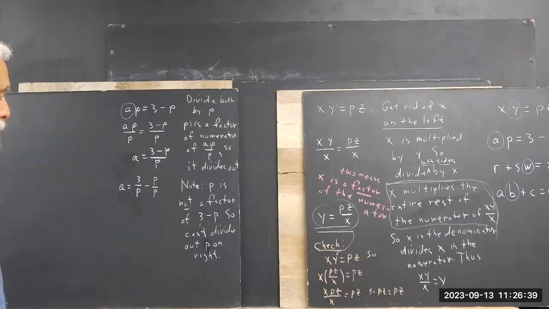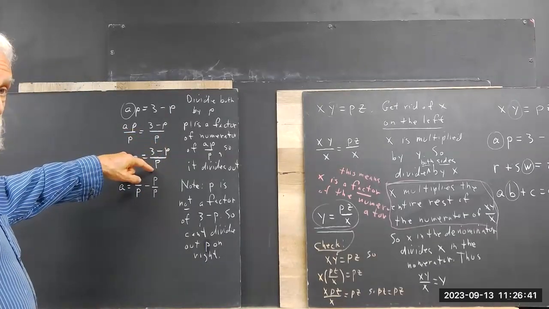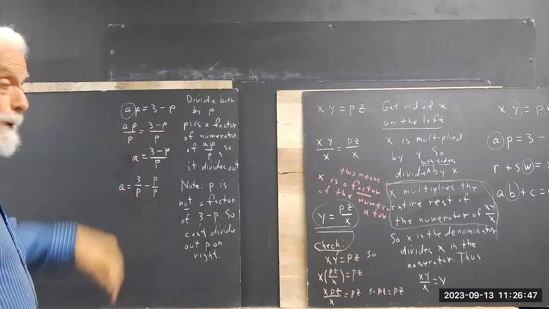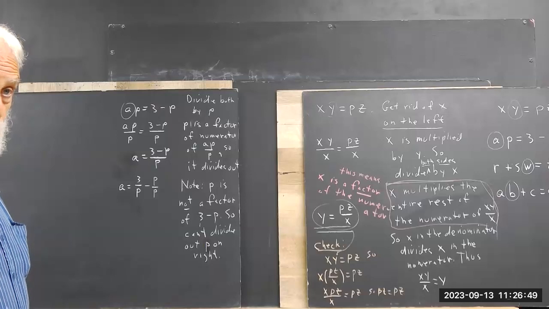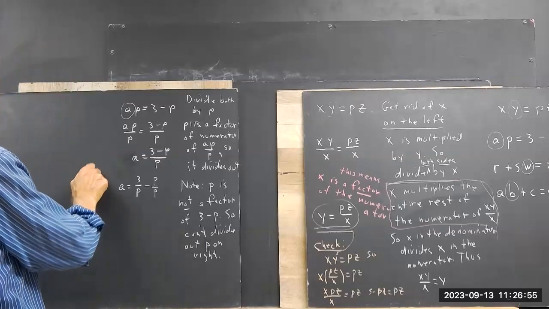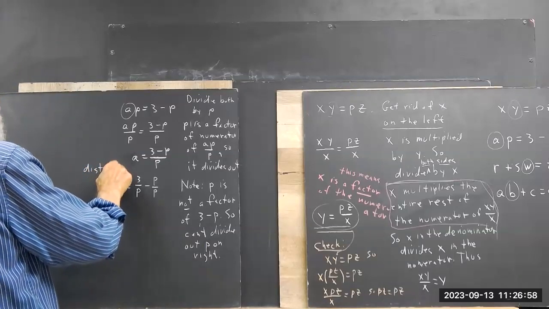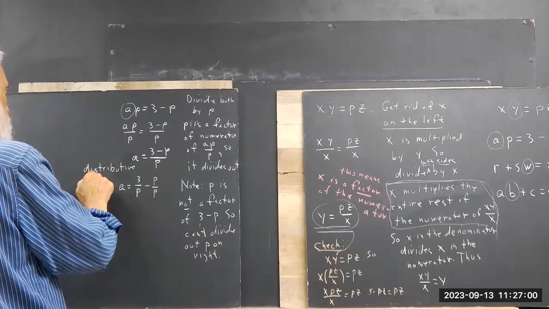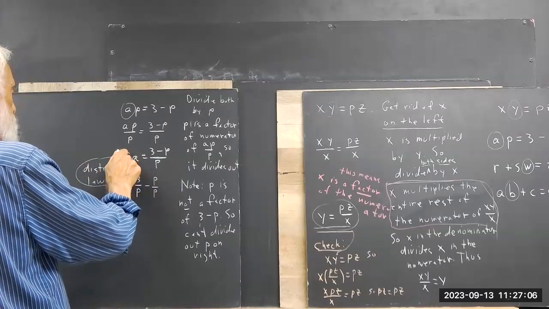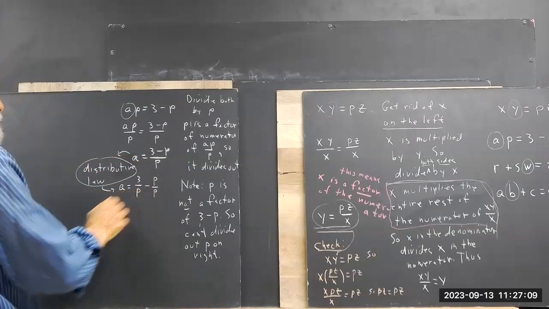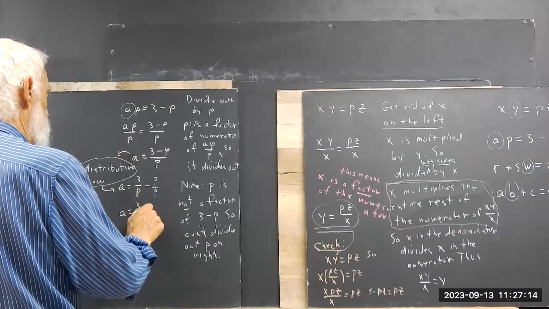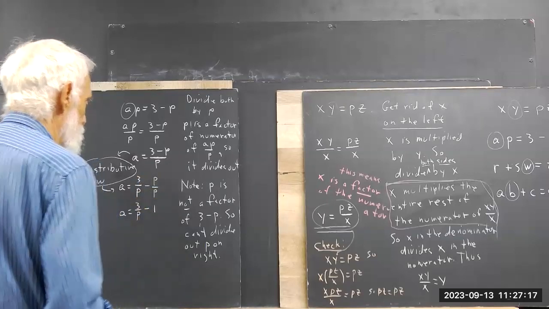Now, what we can do here is this. This is a distributive law. You divide 3 minus P by P, which means you have to divide 3 by P, and you have to divide minus P by P. To get from here to here, we use the distributive law on the right-hand side, so that A equals 3 over P, and P divided by P is 1.